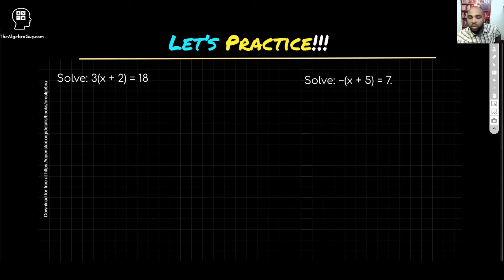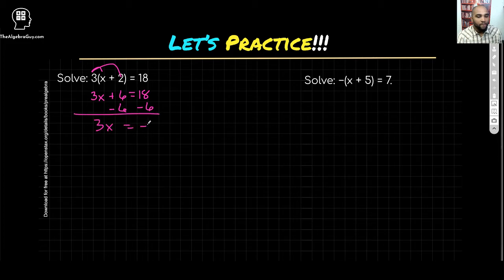All right, so let's work this one by doing 3 times x is 3x, 3 times 2 is 6, equals 18. So subtract 6 on both sides to get closer to getting this x by itself. And I get 12. Divide that by 3. x equals 12 divided by 3, which is 4.